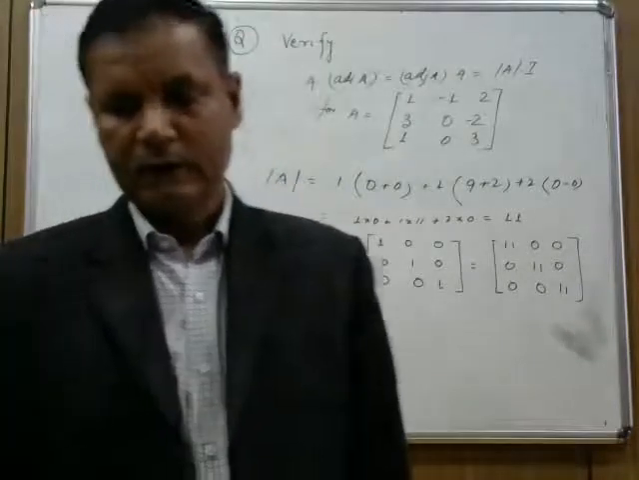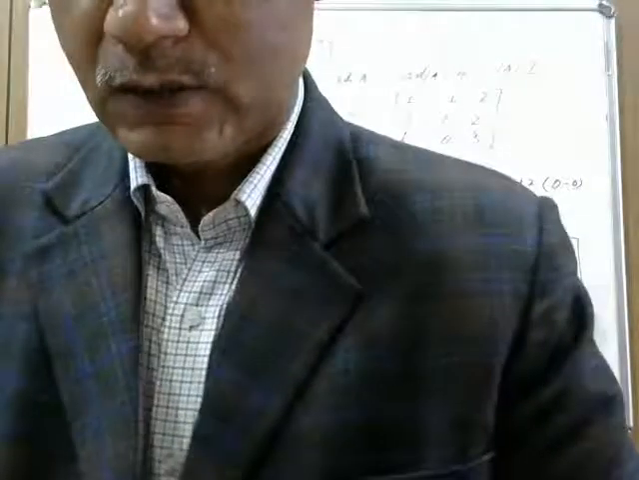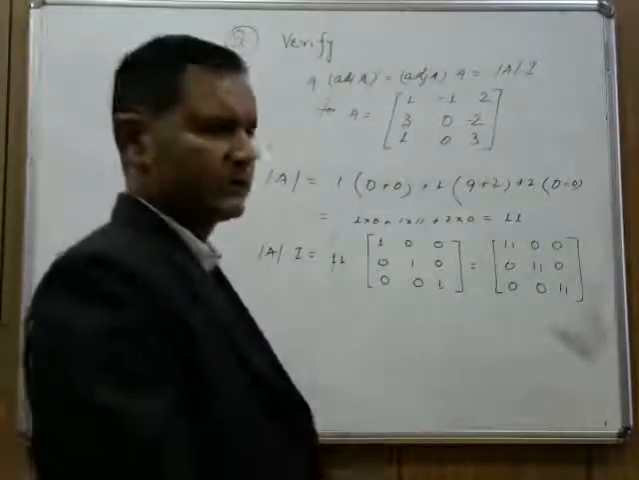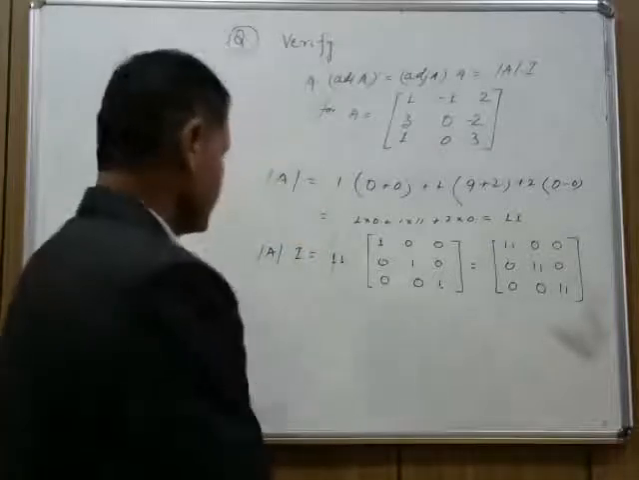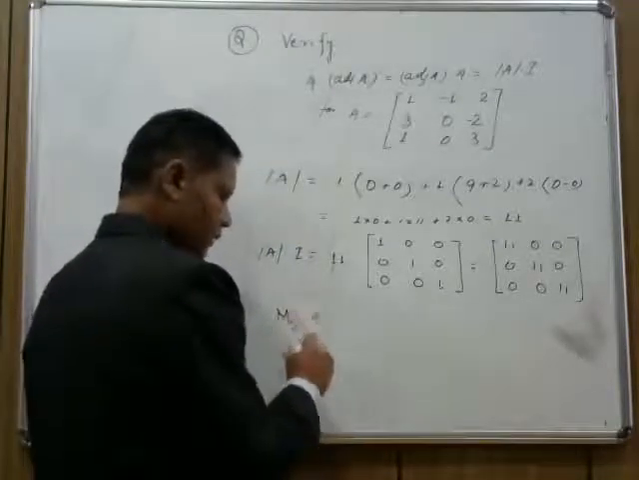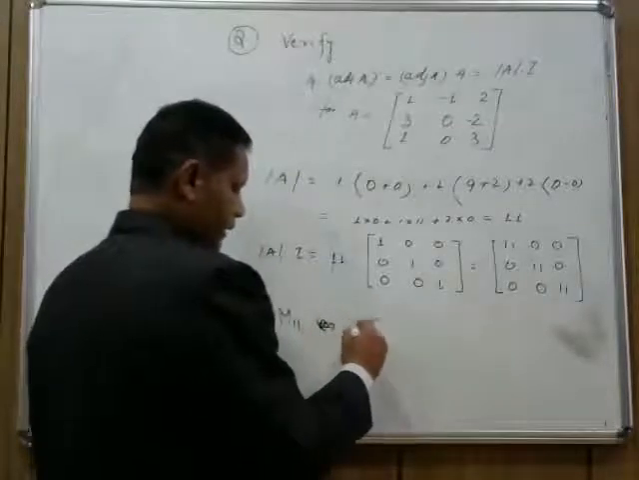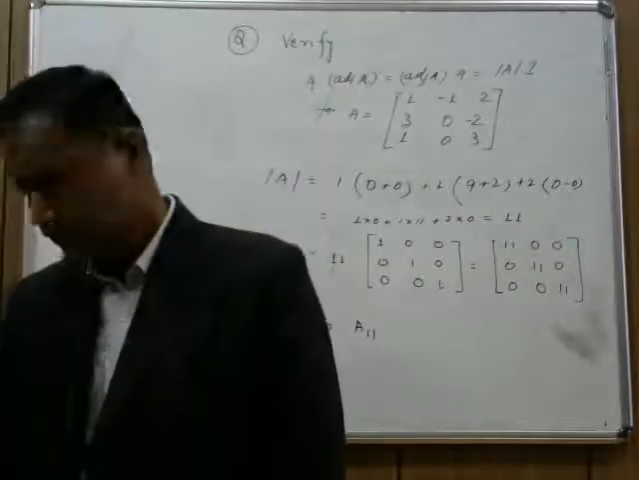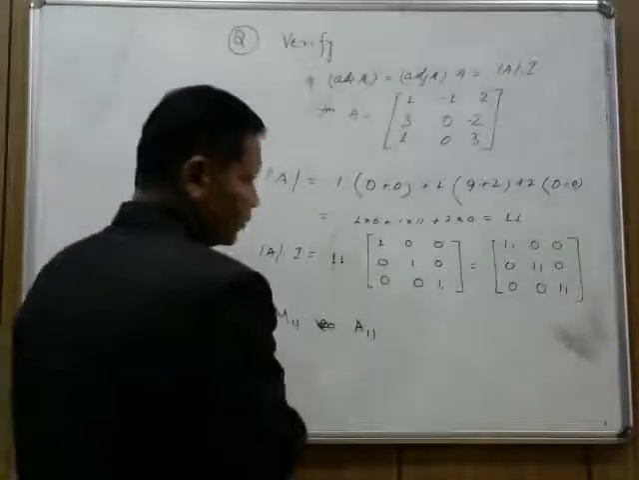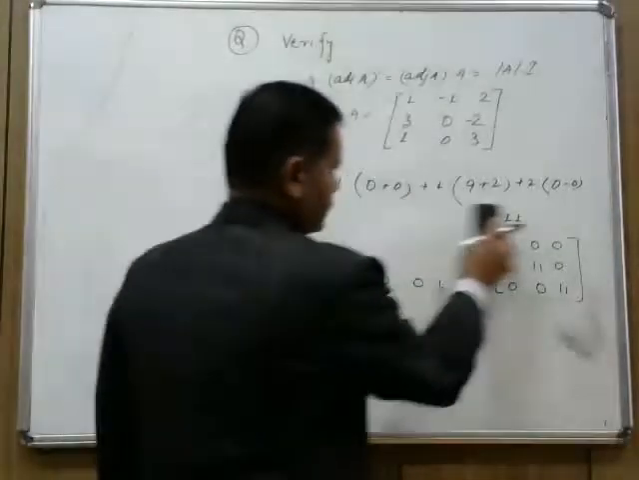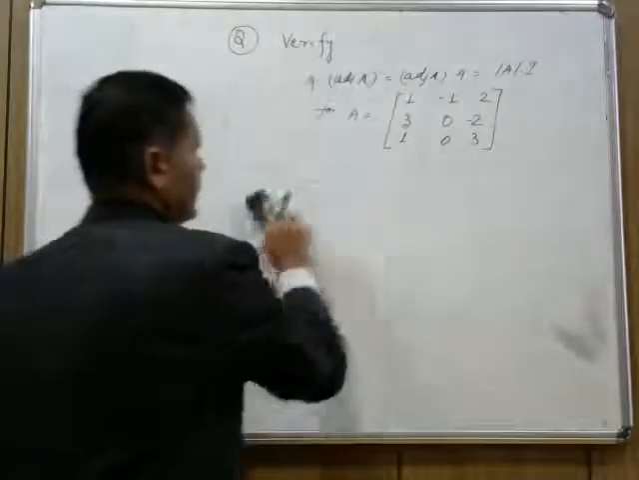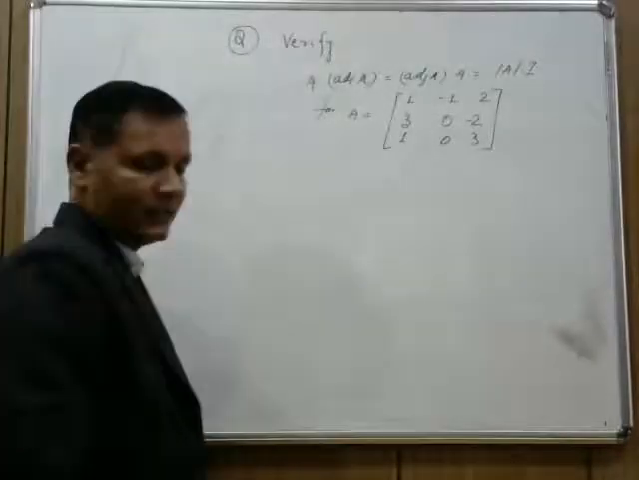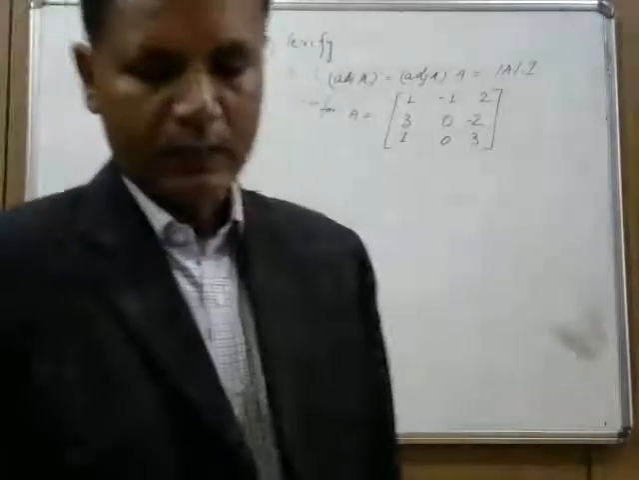Now we'll find the minors and cofactors. If you allow me, I will directly write the value of the cofactors. You know that the minors we denote by M11 and their cofactors we write by A11. The cofactors we denote by capital A.